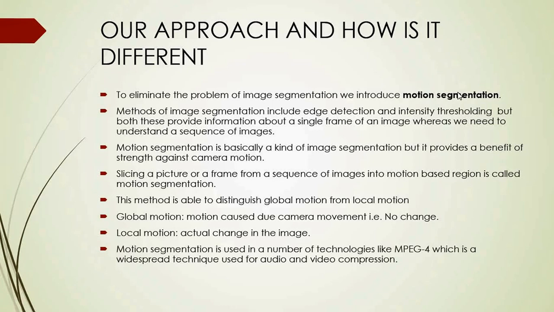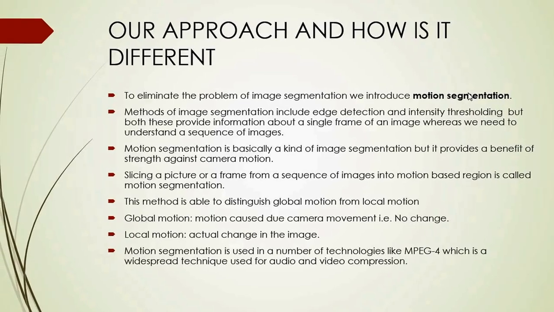What is global motion? It is the one that is not actually the change. It is caused due to camera motion. And then there's local motion, that is actually the change in the image. The motion segmentation technique is used in a number of technologies like MPEG-4, which is a common technique for audio and video compression.